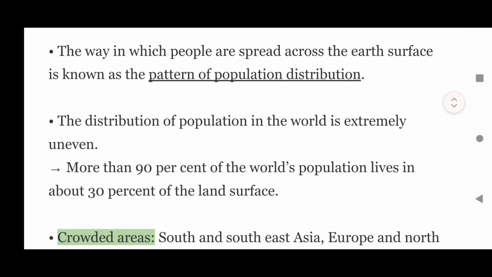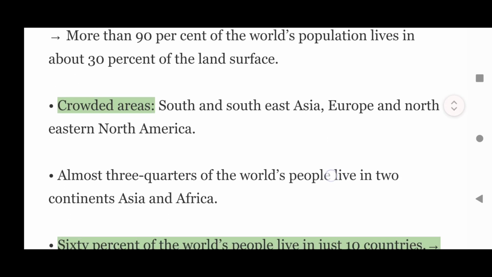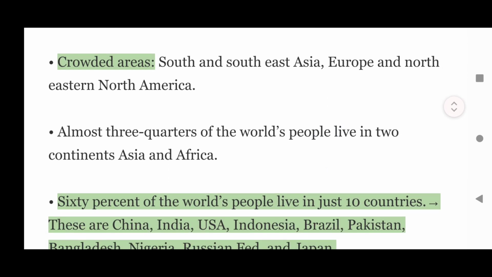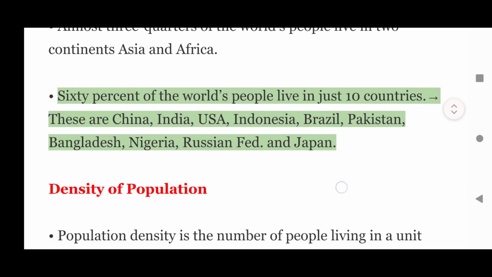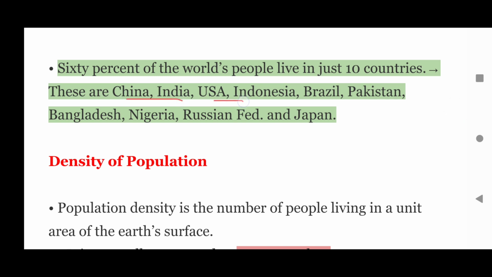Distribution of population. The way in which people spread across the Earth's surface is also known as the pattern of population distribution. The distribution of population in the world is extremely uneven. More than 90% of the world population lives in about 30% of the land surface. Crowded areas: South and Southeast Asia, Europe, and Northeastern North America. Almost 3/4 of the world's people live in two continents, that is Asia and Africa. 60% of the world population lives in just 10 countries. These are China, India, USA, Indonesia, Brazil, Pakistan, Bangladesh, Nigeria, Russian Federation, and Japan.